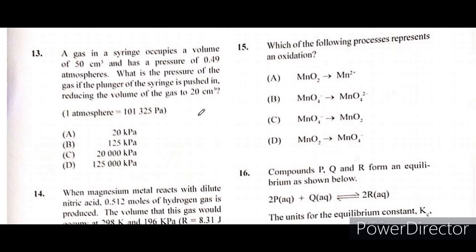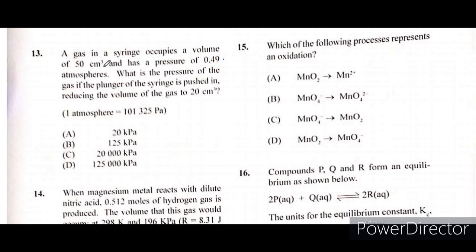Alright, we're told that 1 atmosphere is equal to 101,325 pascals, and we want the answer in pascals. So the easiest way to do this is convert atmospheres to pascals. So multiply 0.49 times 101,325, and that should give you the pressure.